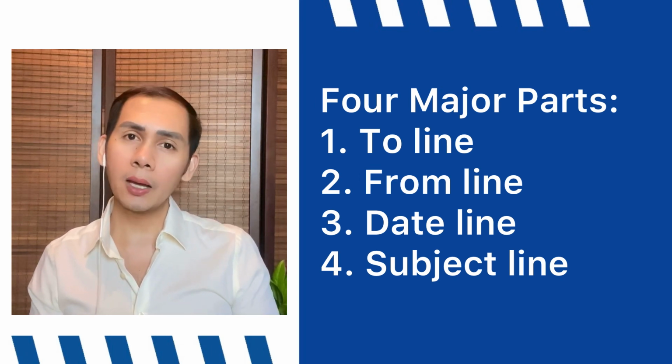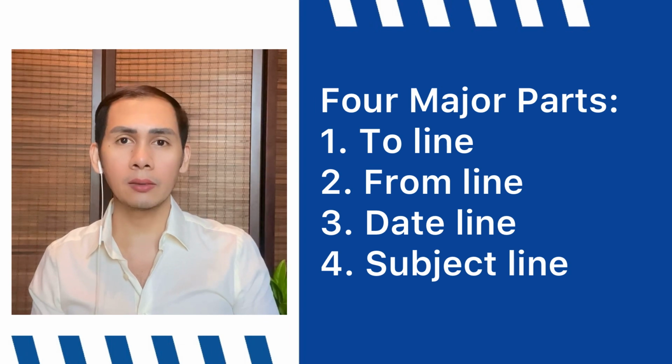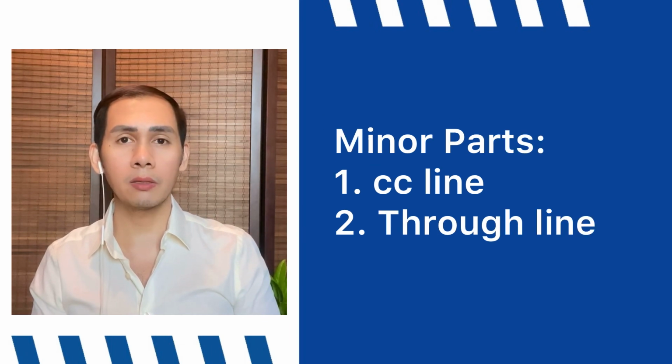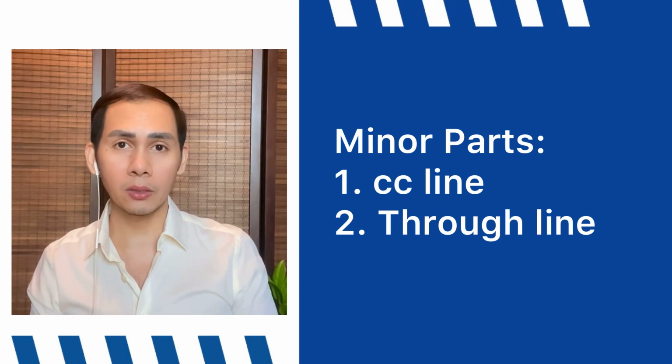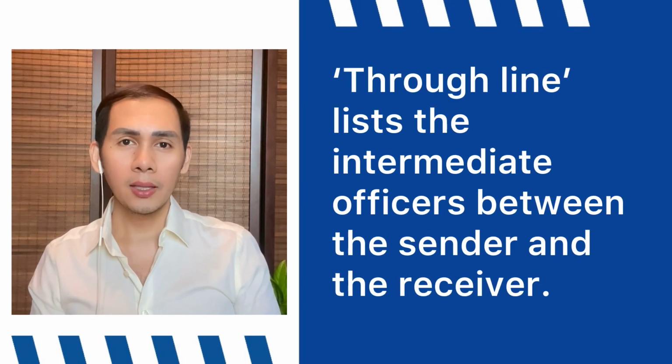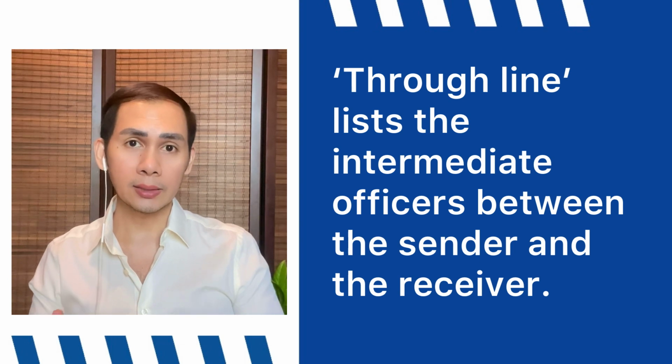Meron ding ilang mga minor parts ang memo heading. And the first of this is the CC line, no? Itong CC line, dito makikita yung pangalan ng mga secondary readers. And then we have the through line, no? Pag sinabi namang through line, dito naman makikita yung pangalan ng mga intermediate officers, no? Sa pagitan ng sender at ng receiver.